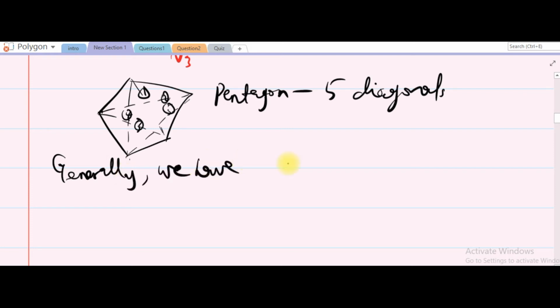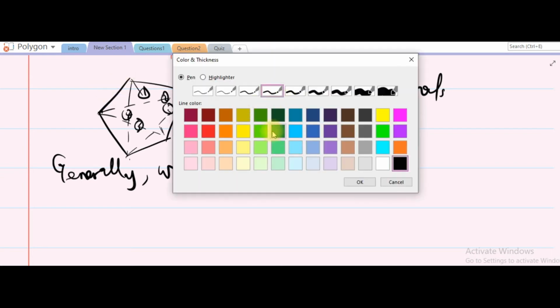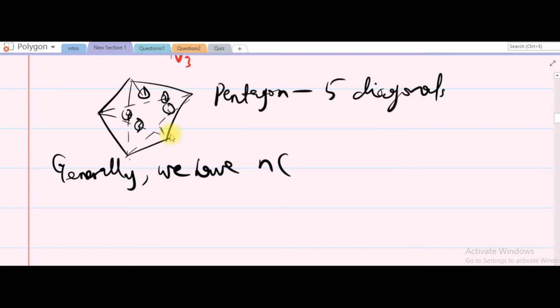Since the total number of sides is n, let's use this pentagon to explain something. If this is V1, V2, V3, we notice that we cannot use V1, V2, and V3 to form a diagonal, since they are adjacent. So we need to subtract the 3 of them from what we have. And finally, we don't count twice.